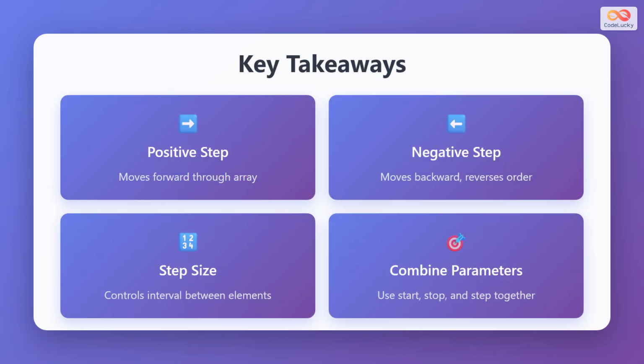Let's recap the key concepts. Positive step values move forward through the array at the specified interval. Negative step values move backward and reverse the order. The step size controls the interval between selected elements. You can combine start, stop, and step parameters together for powerful and flexible array slicing. Practice these techniques to master non-contiguous slicing in NumPy.